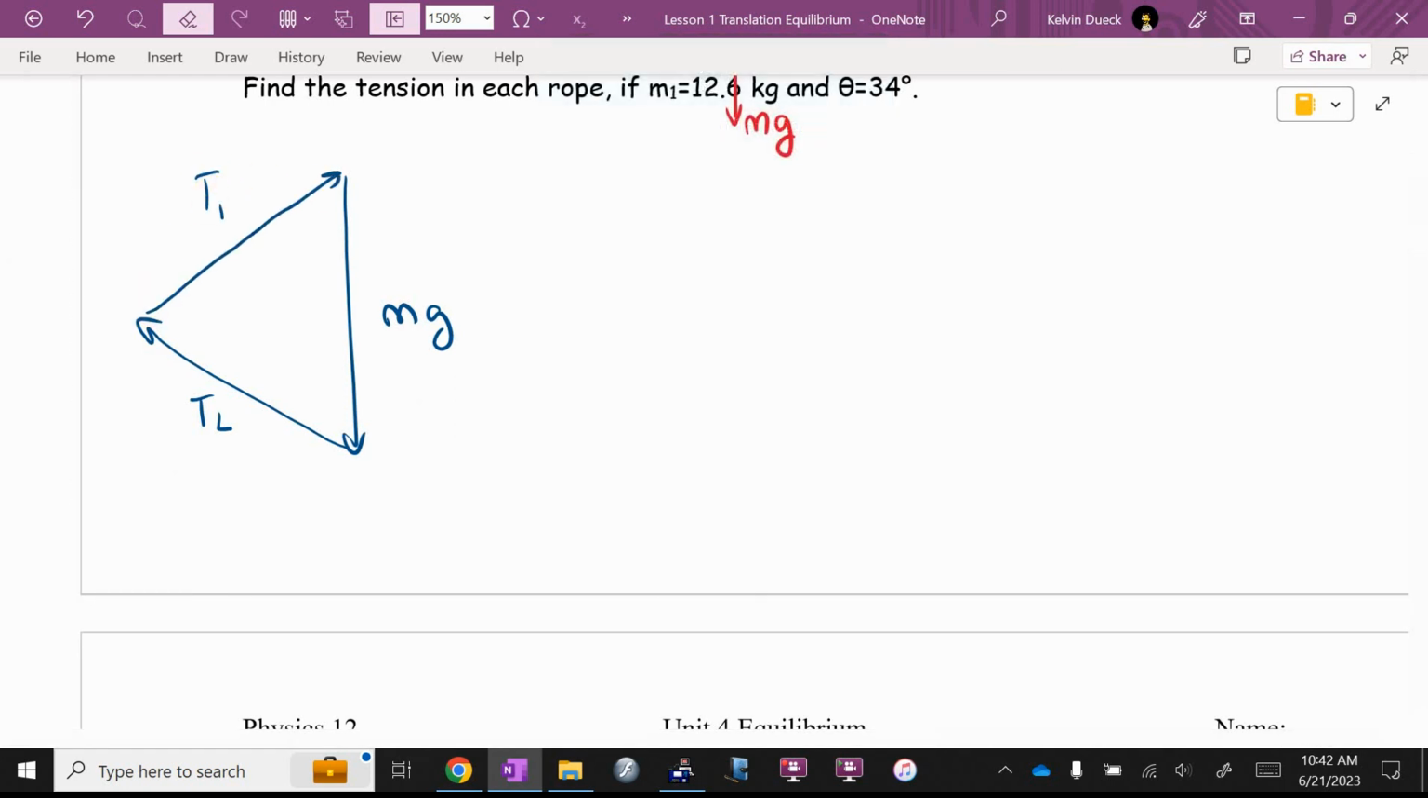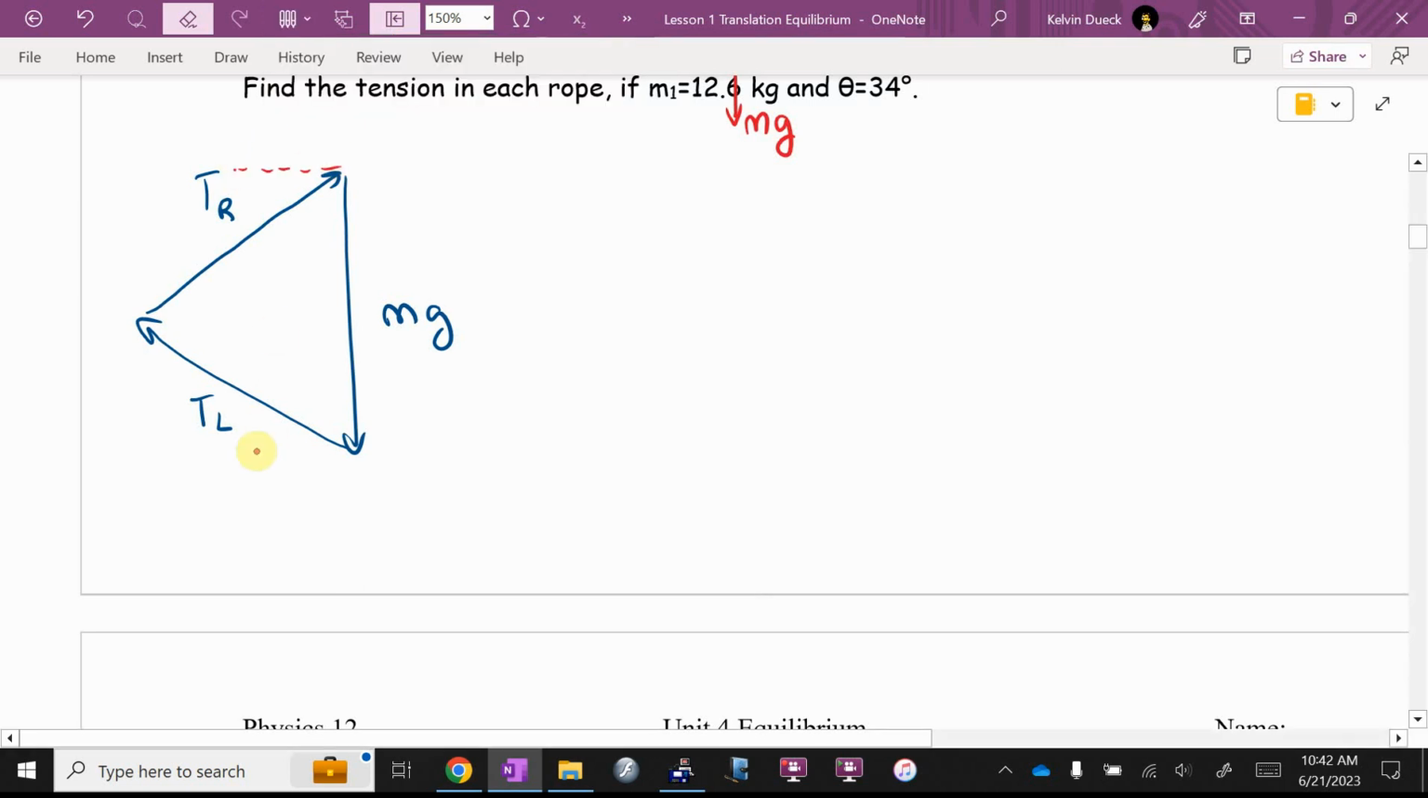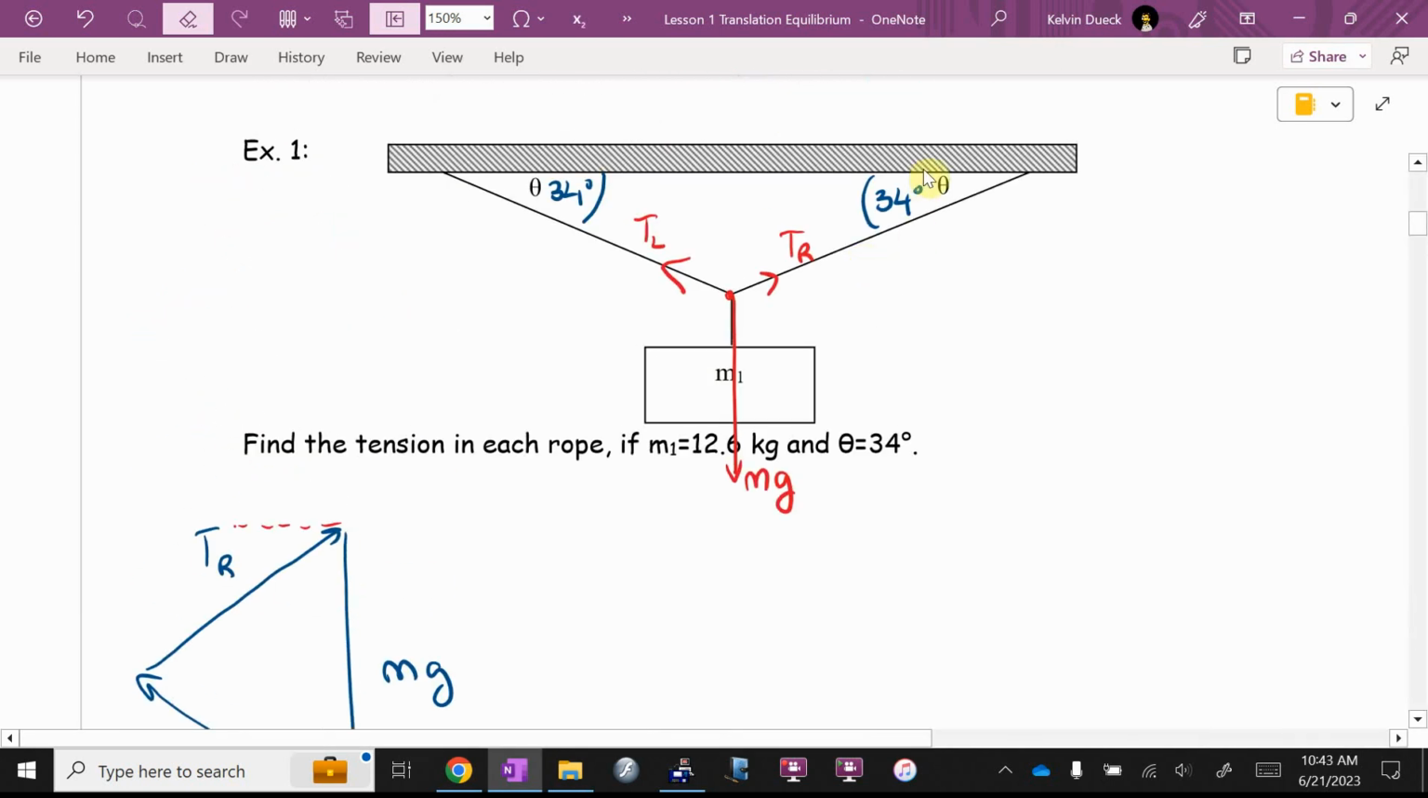Tension right is going to go there. Is this a right-angled triangle? Okay. So then what I found useful was to add horizontal dotted lines. I'm going to go like this. Because I notice tension right, when it hits a horizontal line, Ashley, how big is that angle right there?